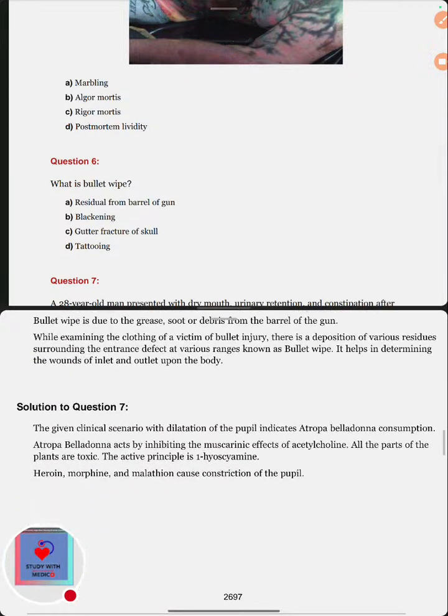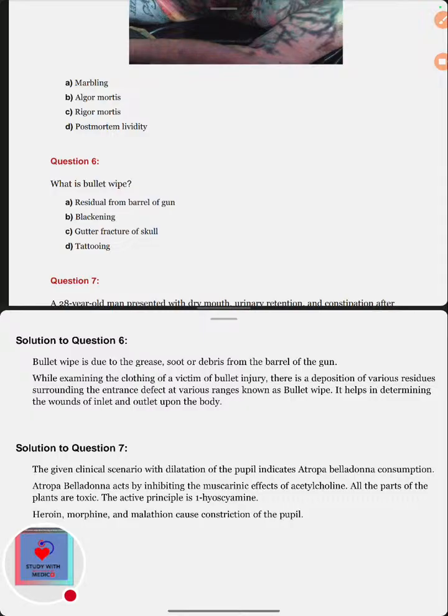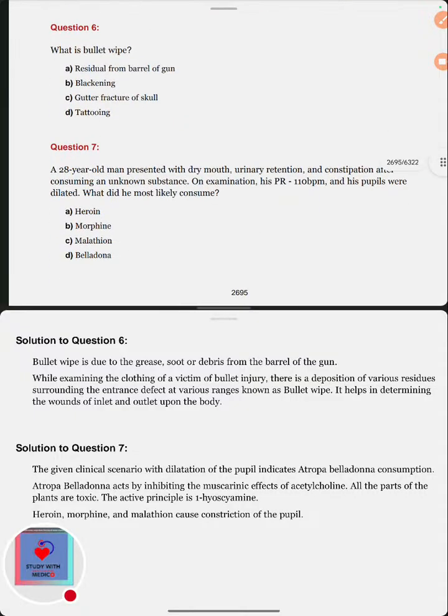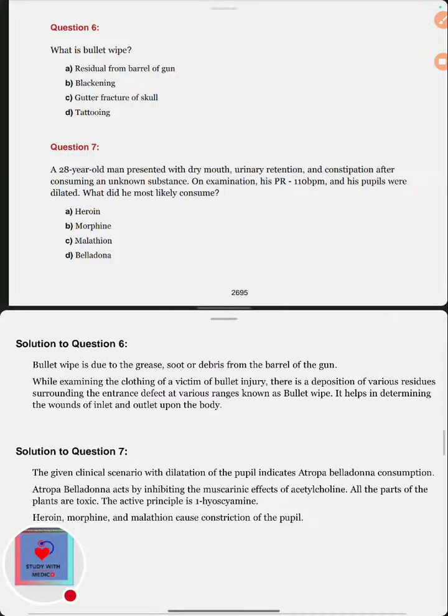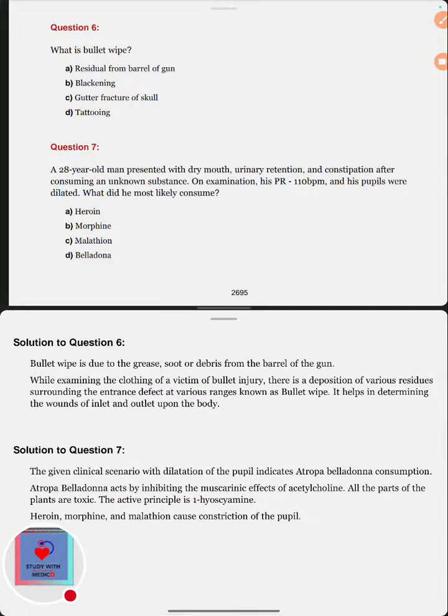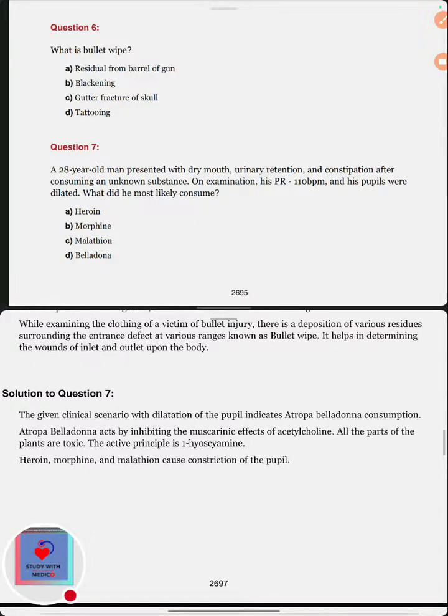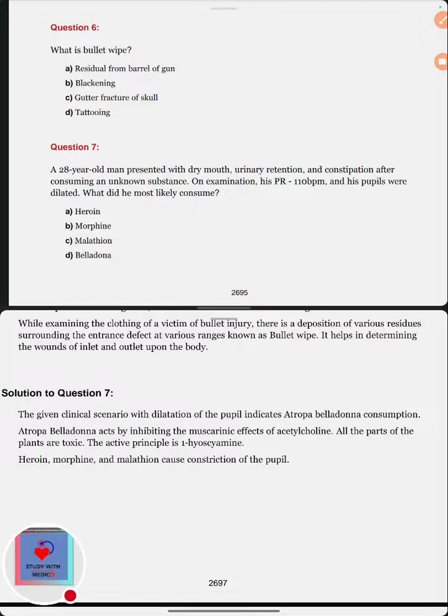Bullet wipe. What is bullet wipe? It is due to grease, soot, or debris from the barrel of the gun. While examining the clothing of a victim of bullet injury, there is a report of various residue around the entrance defect at various stages, known as bullet wipe. It helps in determining the range of the inlet wound upon the body. So it's a residual from the barrel of the gun.